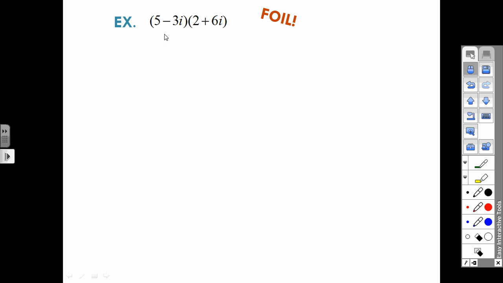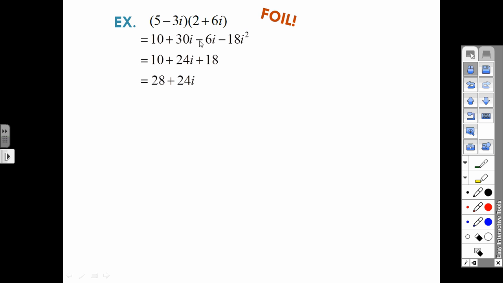So when we look at 5 minus 3i and multiply it by 2 plus 6i, multiply the first terms, 5 times 2, multiply the outer terms, 5 times 6i, multiply the inner terms, negative 3i times 2, and then the last terms, negative 3i and 6i. And this is where the i and the i give you the i squared. You've got to remember to turn that into negative 1 when you simplify.